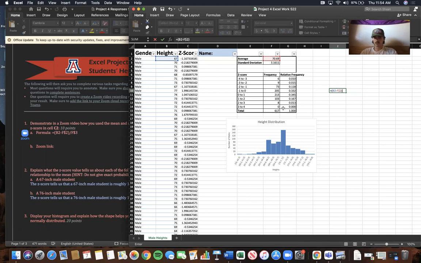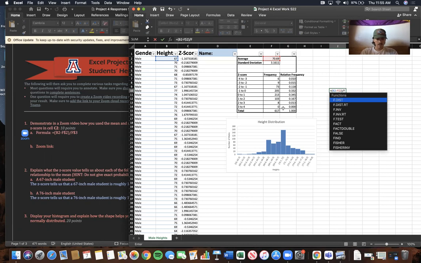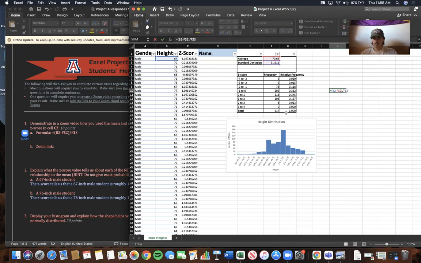And then you're going to close the parentheses, and you're going to divide by F$3, which is the standard deviation. And you press enter, and that is the z-score for this cell right here for C2. And if you wanted to get the rest of it, you would just copy the formula and highlight all the cells, and it would give you the answer there.